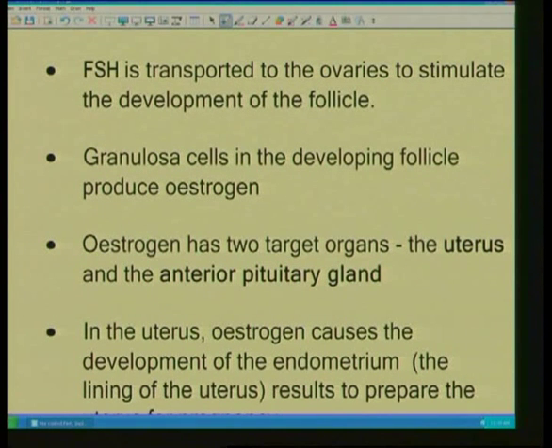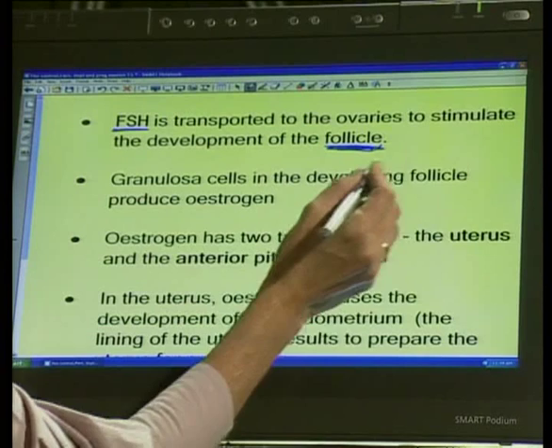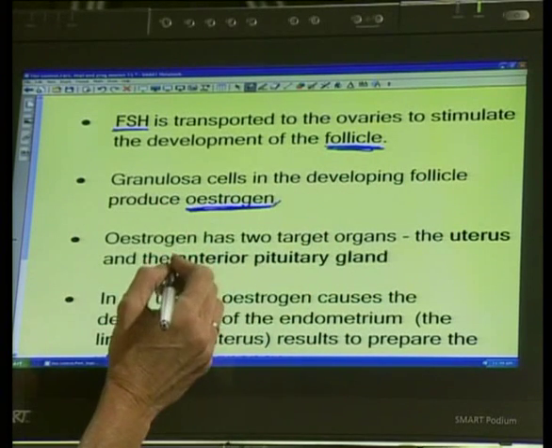All right, now, this is the process. Remember, there's negative feedback. So you have your follicle stimulating hormone, it's released by the pituitary, it travels to the ovaries. And it says to the ovaries, listen, please, can we sort the follicle out? The follicle will now develop, and as that follicle develops, it's going to cause the release of estrogen.